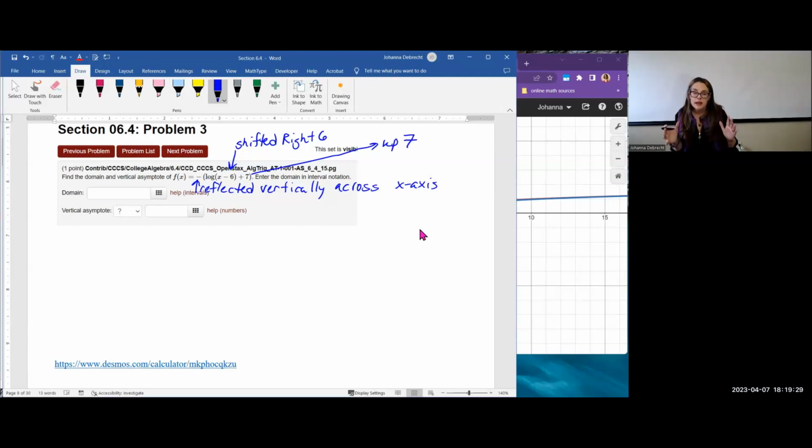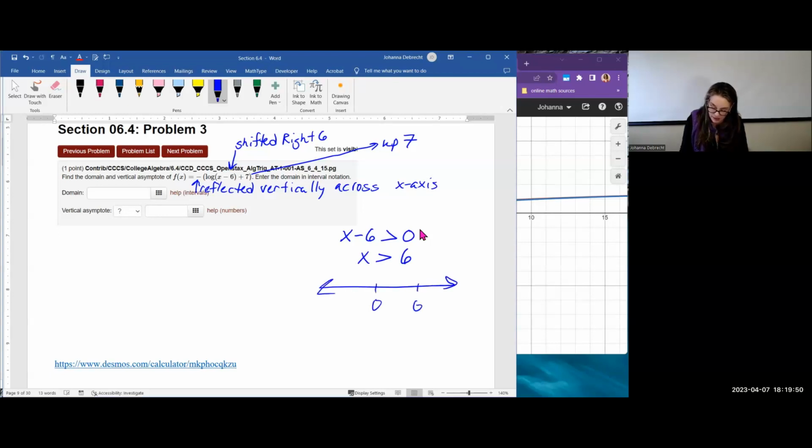What affects the domain is the argument, the part that's inside the main operation. So again, we have this x minus 6 in here. The argument has to be strictly positive, which means x has to be greater than 6, which on the number line is going to give me from 6 to infinity. So I can write the domain like this: from 6 to infinity, which means everything got shifted to the right. So my vertical asymptote, which was x equals 0, is now x equals 6.